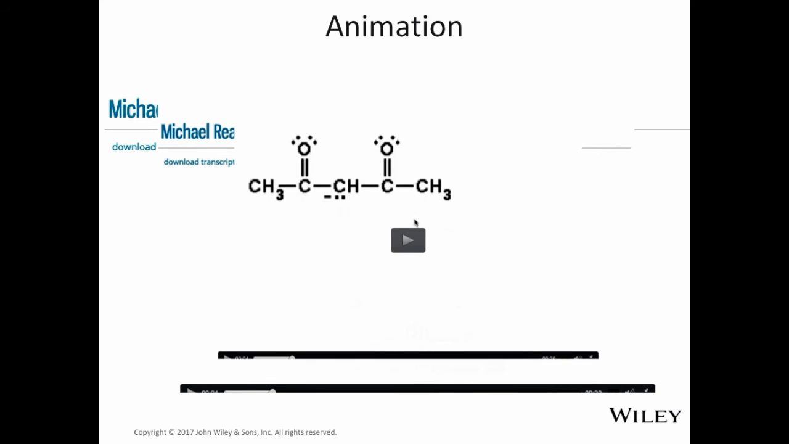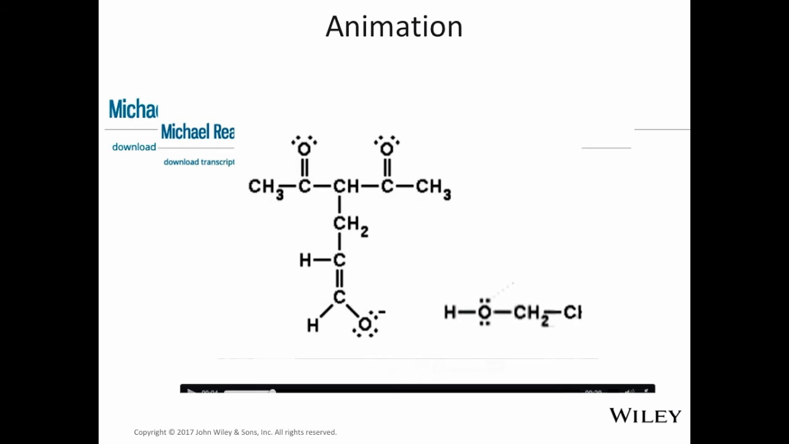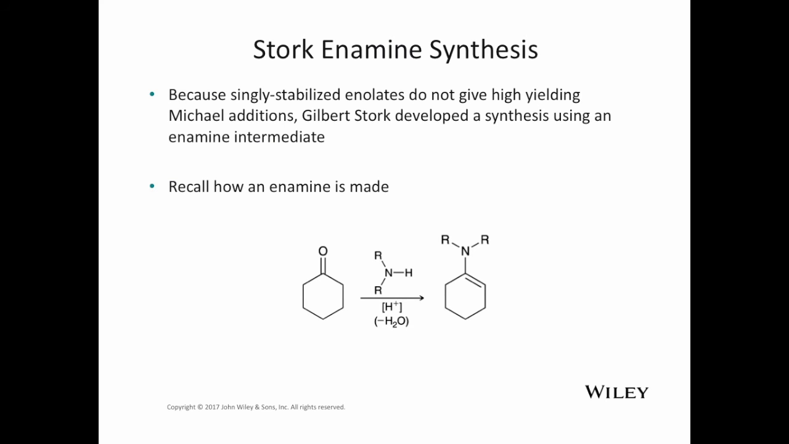So here's the animation of the Michael addition. So you start with a suitable Michael donor, and it's going to attack the beta carbon of a second molecule of the Michael acceptor. And then you get an enolate intermediate, which could be protonated. Alternatively, it could protonate the carbon, and that's how you get to the product. Singly stabilized enolates do not give high-yielding Michael additions. So for example, an enolate from a ketone.